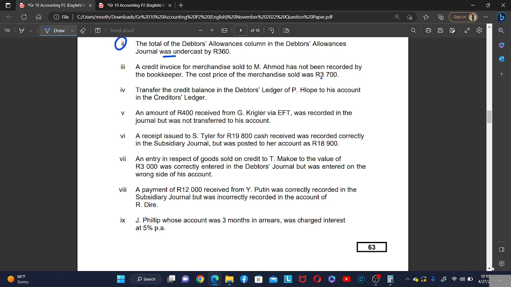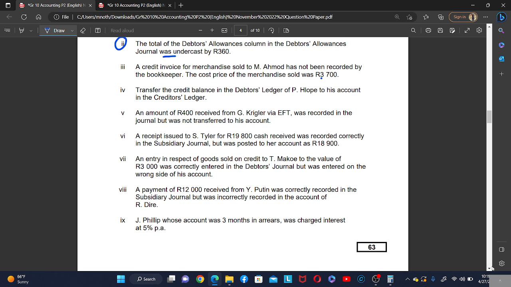Now, what do they mean when they are saying on the wrong side of his account? The question is, if we're selling the goods to T. Makowe on credit, it means that his account was supposed to increase because now he was going to owe us more by an amount of 3,000. But then they're saying that this was entered on the wrong side of his account.